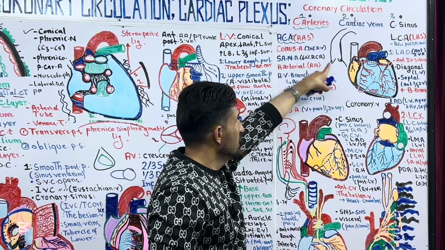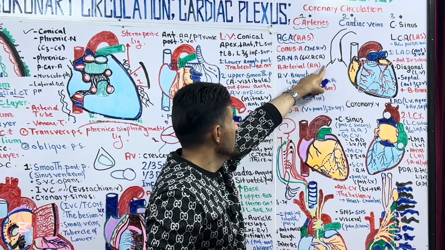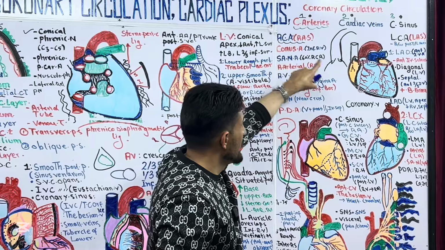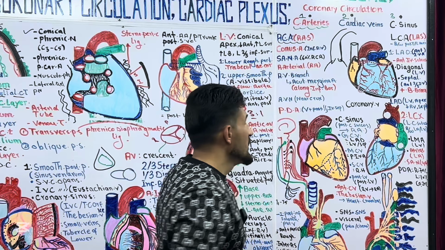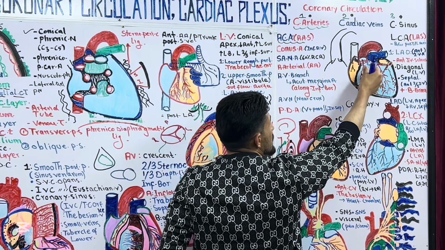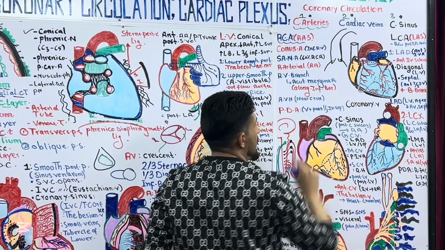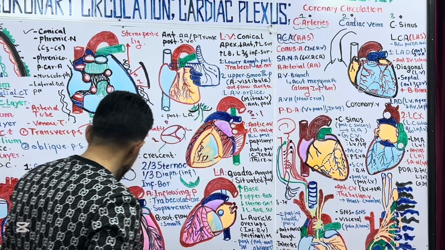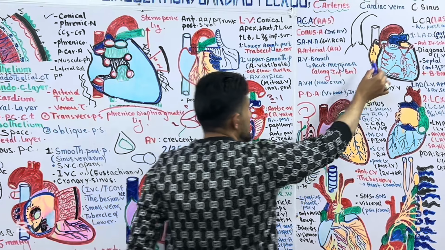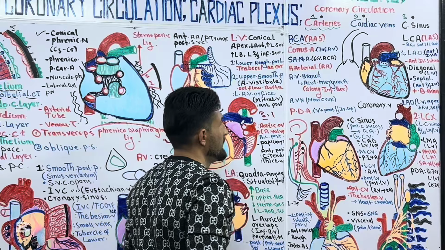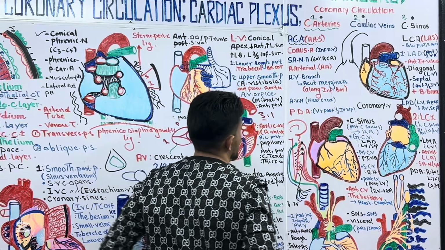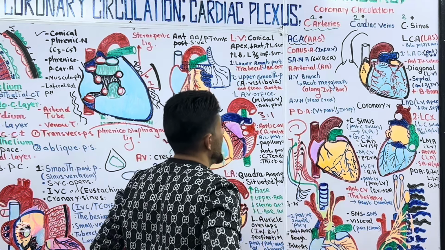In some books its first branch is mentioned as the sinoatrial nodal branch, but the first branch here is the conus artery. This conus artery gives blood supply to the infundibulum part of the right ventricle, because we studied that this part of the right ventricle was the infundibulum. So it gives blood supply specifically to the infundibulum of the right ventricle.